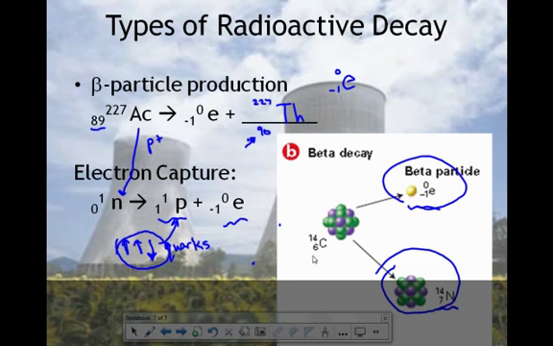So notice this carbon-6 became now nitrogen with a 7. So we have adding a proton, but not because we put a new proton in there, but because a neutron became a proton.